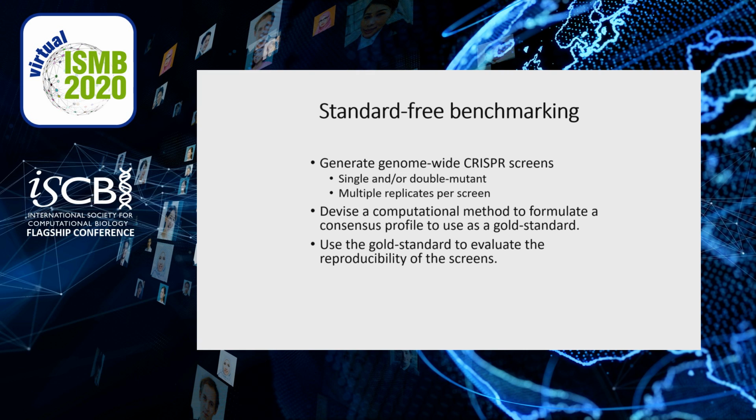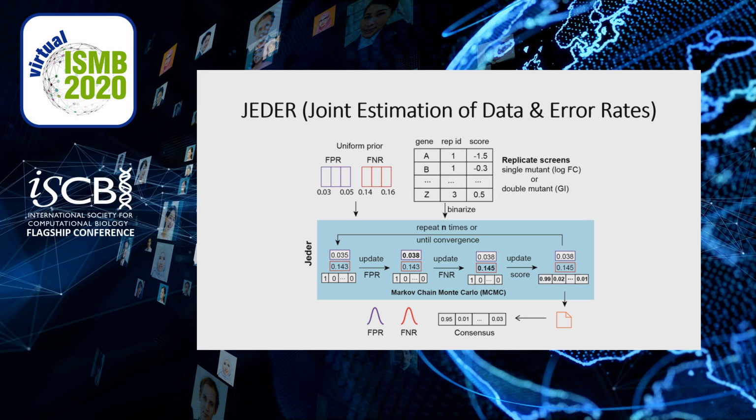We divided the problem into three different steps. First, we need to generate genome-wide CRISPR screens for single and double mutants, and we need multiple replicates per screen so that we can use the replicates as independent measurements of the same signal, and taken together they can be exploited to reduce the error associated with individual experiments to generate a consensus output. And then we need to devise a computational method that takes advantage of these multiple replicate screens and formulates a consensus profile to use as a data-driven gold standard. And finally, we need to use this gold standard to evaluate the reproducibility of the screens.